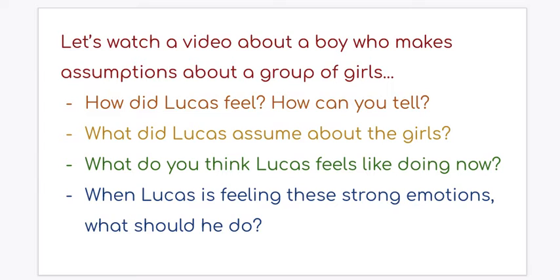All right, let's ask ourselves those questions. How does Lucas feel right now? And how can you tell? What did Lucas assume about the girls? What conclusion did he jump to without all the information? What do you think Lucas feels like doing now? And before we see how this actually turns out, think about what should Lucas do when he's feeling these strong emotions.